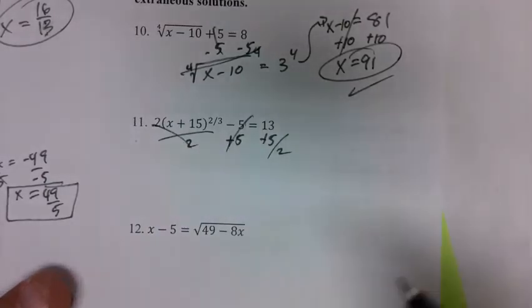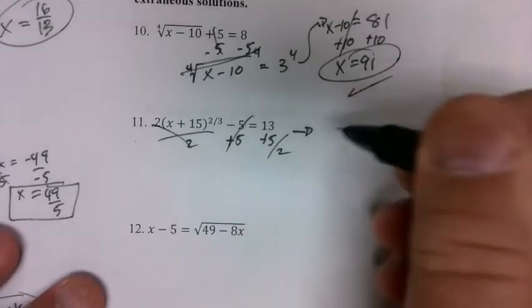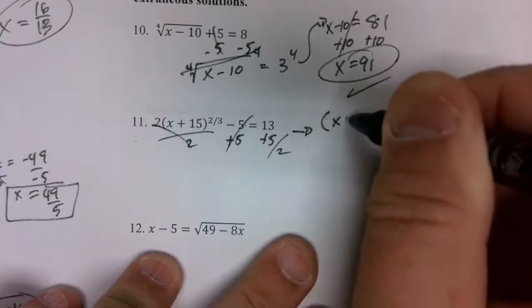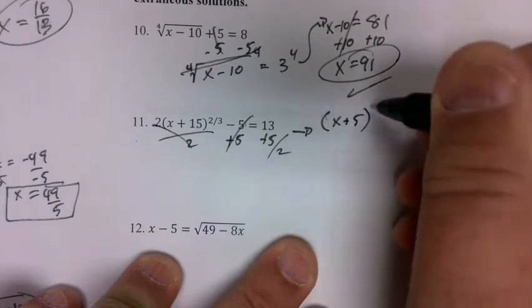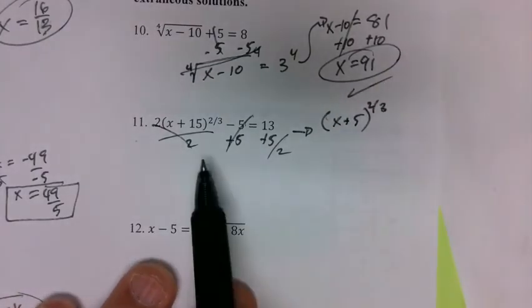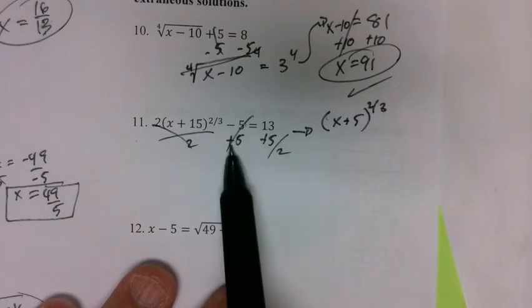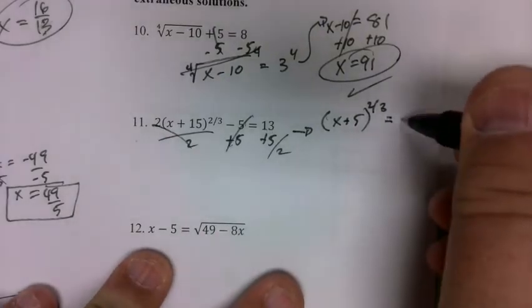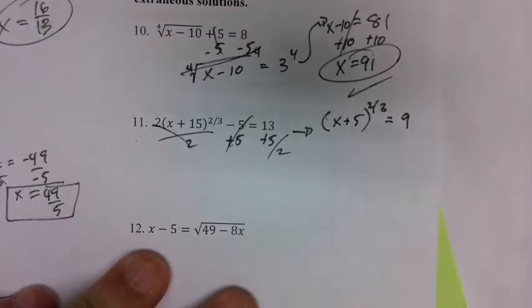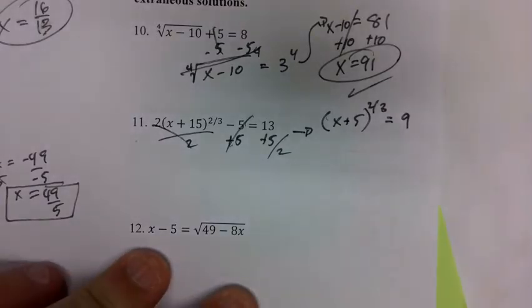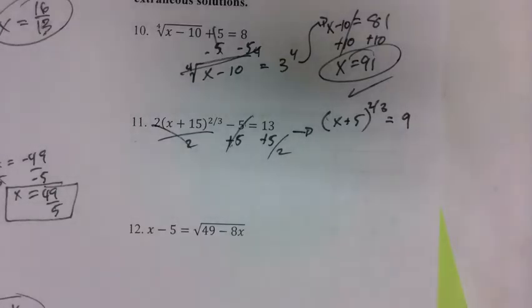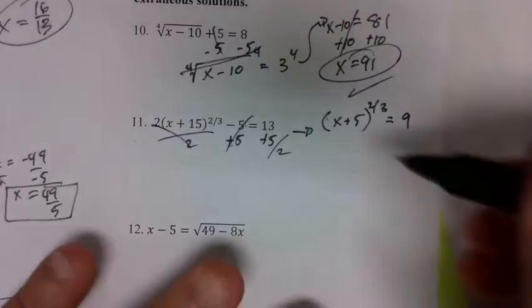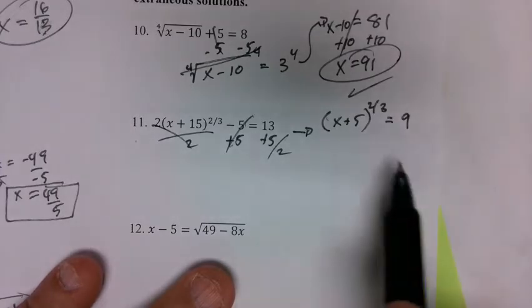Okay, let me rewrite so I don't get myself confused. I've got now x plus 5 to the power of 2/3 equals, I did 13 plus the 5, that was 18. And then I divided by that 2. 18 divided by 2 is 9. Right? Right. Ooh, I don't like what's going to happen here. Well, maybe. Okay, now I need to bring to a power.